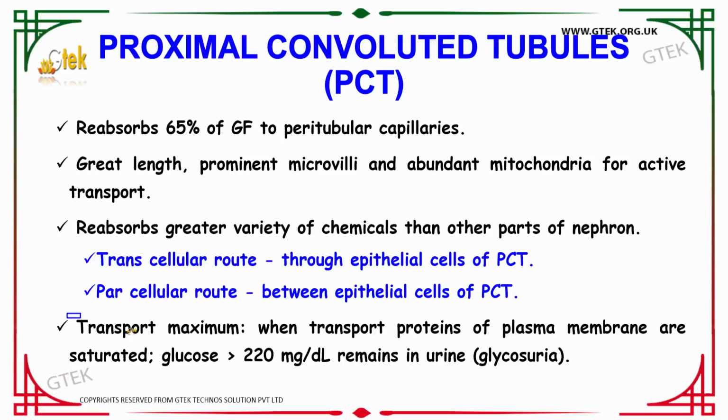Transport maximum is when the transport proteins of the plasma membrane are saturated. In this case, when the glucose is greater than about 220 mg per dL, it remains in the urine, which is glycosuria. So this is about your PCT, which is known as the proximal convoluted tubule of the nephron.